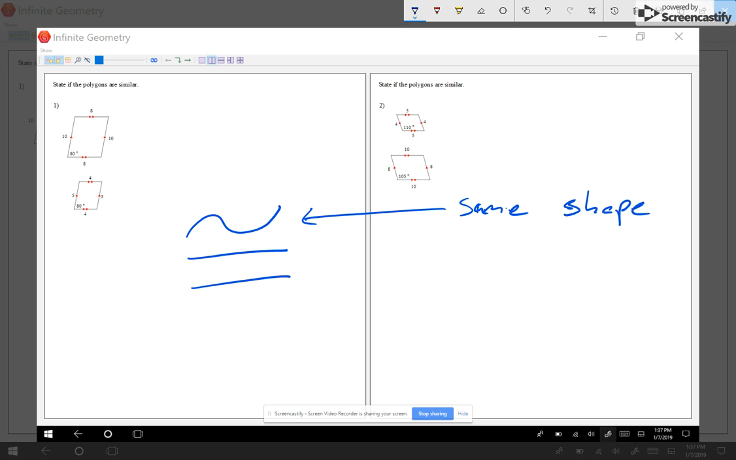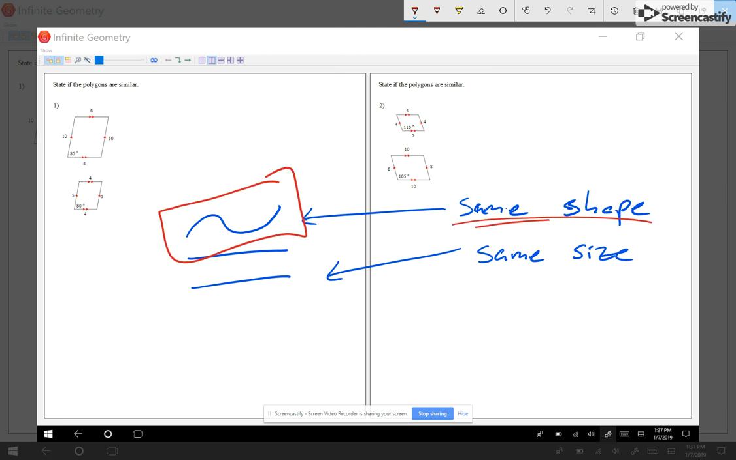So two figures that have the same shape. Now the equal sign at the bottom, that meant the same size. So congruent, we even learned rules like side, angle, side, and all those rules. That meant same shape, same size. That's congruent. Now we're gonna talk about similar, for which I only use the top part.